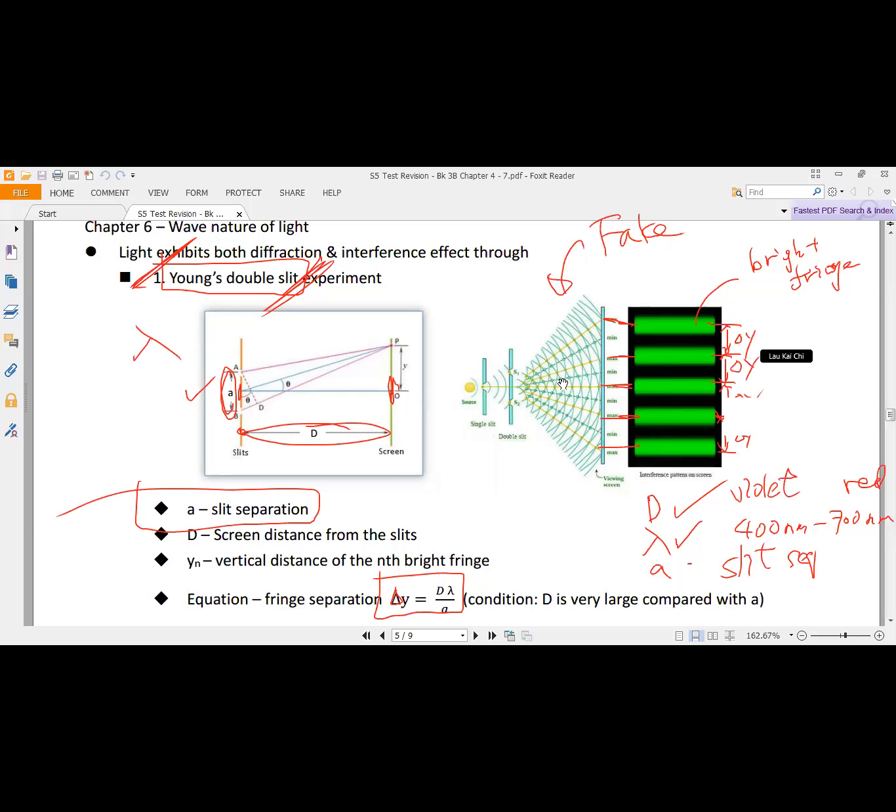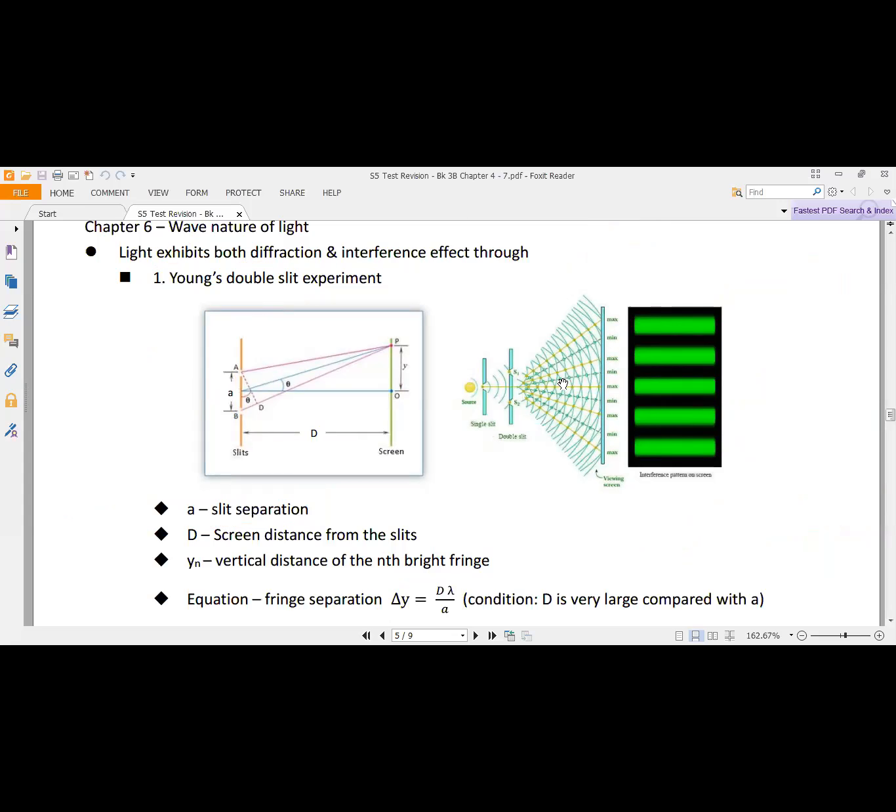So be able to make use of this equation to answer the question. Okay. Now let me erase the board and ask you a question. Now this is a blue light, right? It has a certain delta y for green color. What if I change it to red light? What would be the change of this pattern?